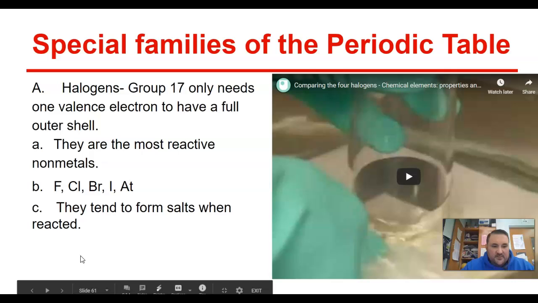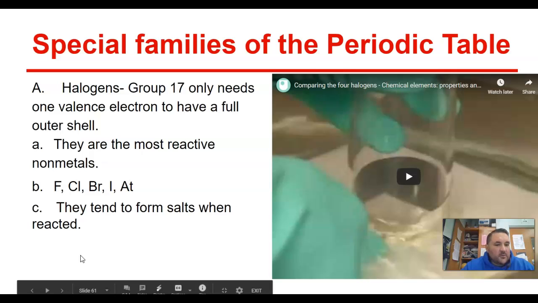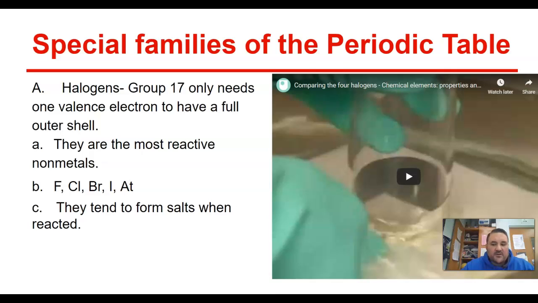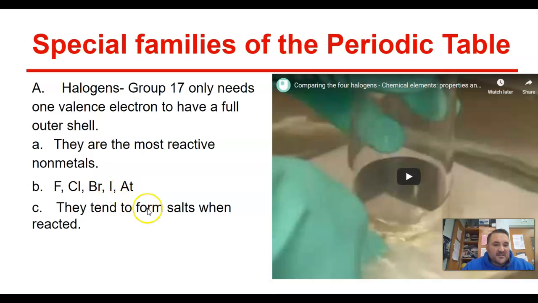Now we get to the other special groups, the halogens. The halogens are the most reactive nonmetals. Fluorine is like the bully of the periodic table. Fluorine has such a high electron affinity, meaning a desire to grab other electrons, that it can pull electrons from almost anything. Fluorine, chlorine, bromine, iodine, and astatine are all there.